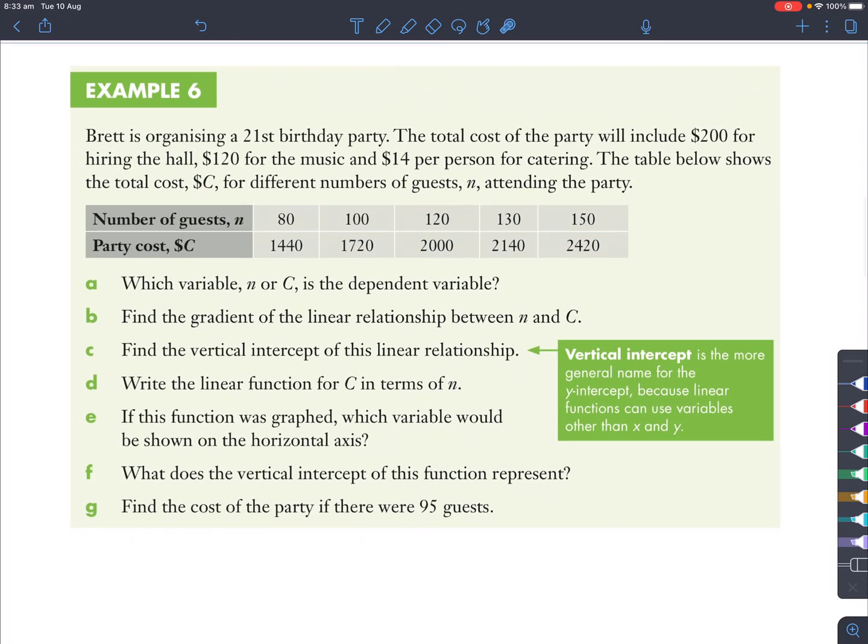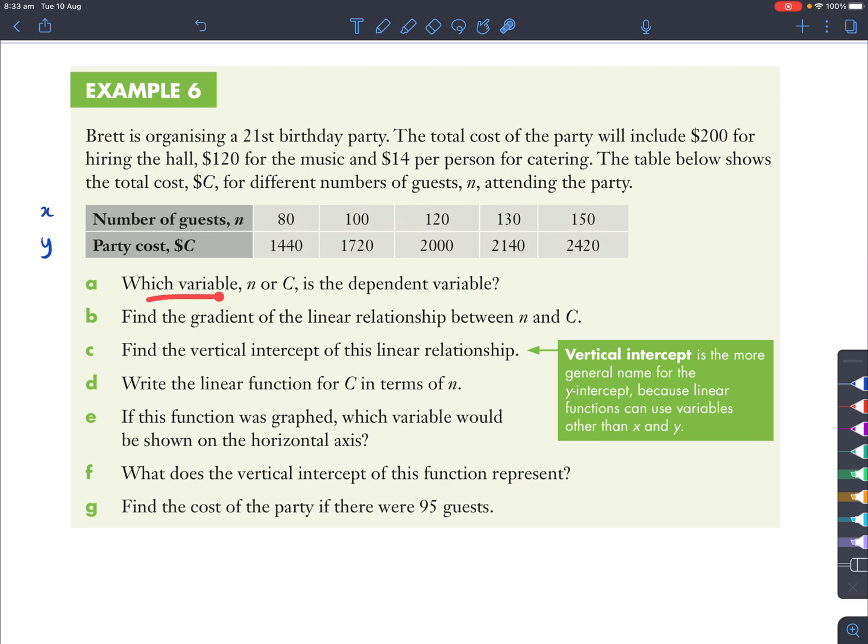Right, in example 6, Brett is organising a 21st birthday party. The total cost of the party will include $200 for hiring the hall, $120 for the music, and $14 per person for catering. The table below shows the total cost C for different numbers of guests attending the party. So we can see that in the first row, which usually represents our x value, and the second row is usually our y value, as the number of guests involved increases, the cost will be higher because you've got to cater for them.